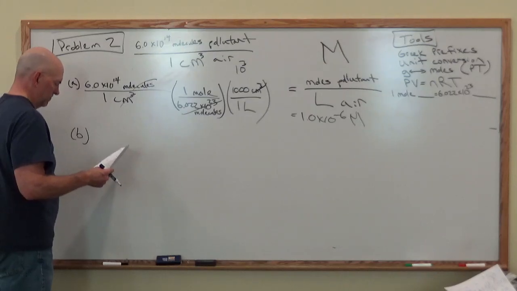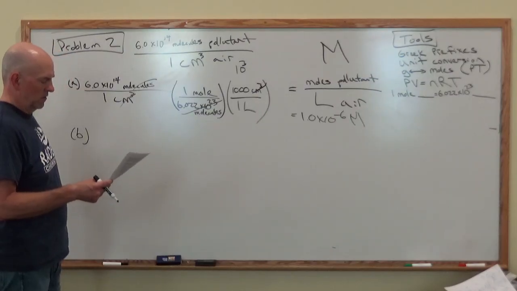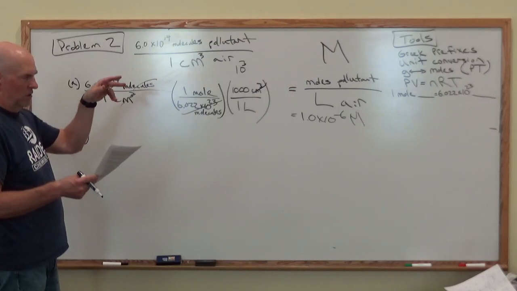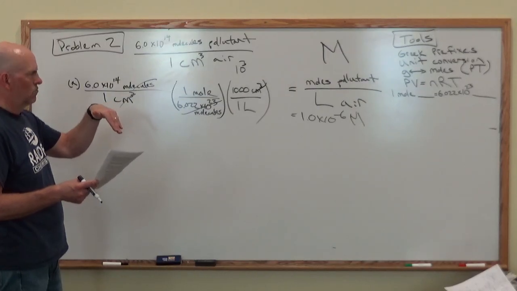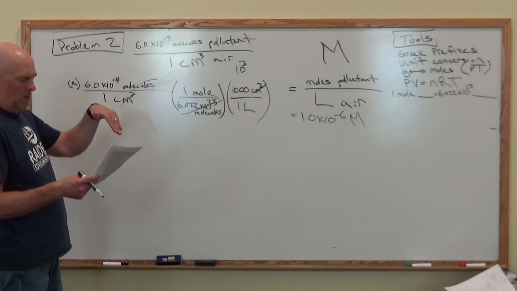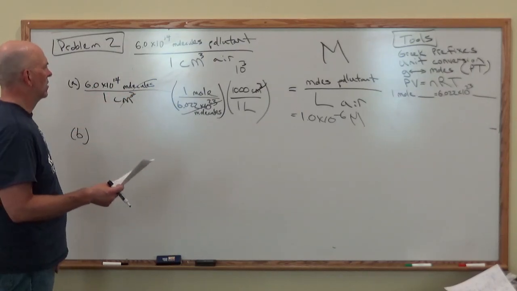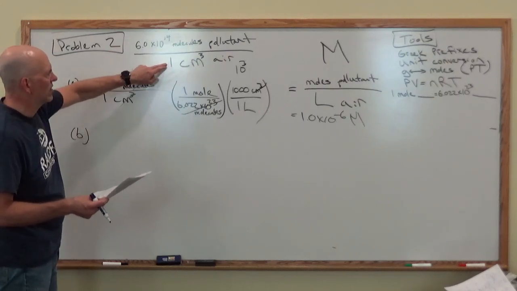Parts per million. So remember what parts per million is. It's molecules of pollutant divided by total molecules of air, scaled to parts per million. Okay, so what do we need here? Well, we've got our molecules, don't we, of our pollutant. We don't have our molecules of air.